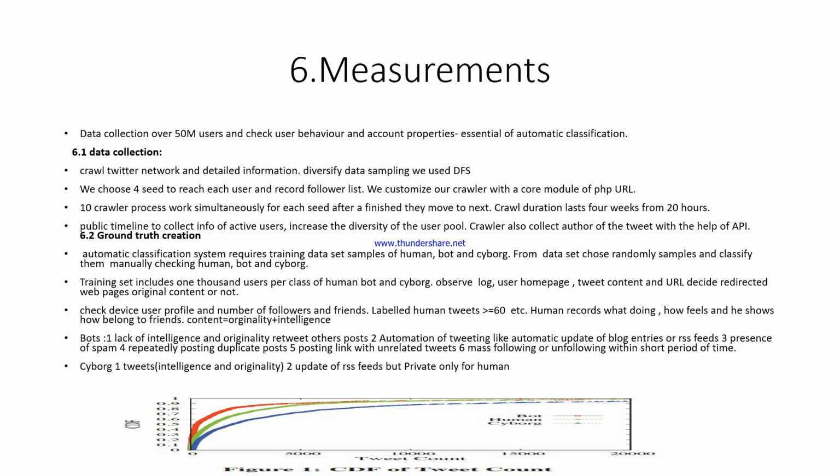So we crawl the Twitter network, find the detailed information, and classify the data using DFS, depth first search. We choose 4 seeds to reach each user and record the follower list. We customized our crawler with a core module of PHP cURL. We use 10 crawlers to process the work simultaneously, and after finishing each seed they move to the next. The crawl duration lasted 4 weeks at 20 hours.